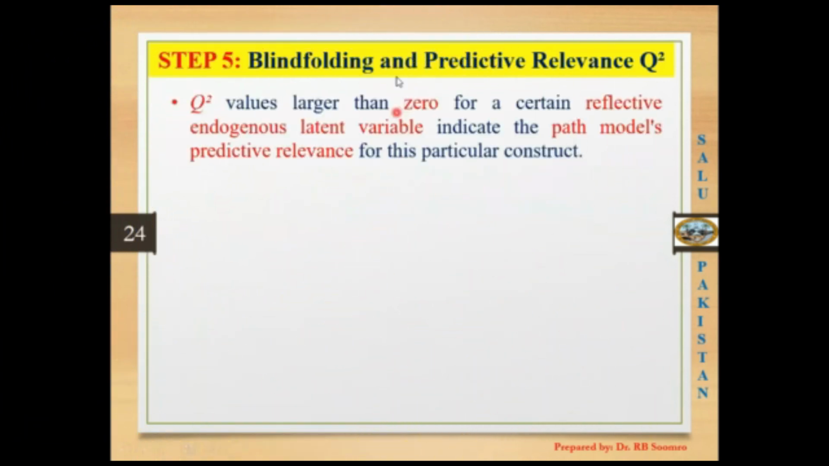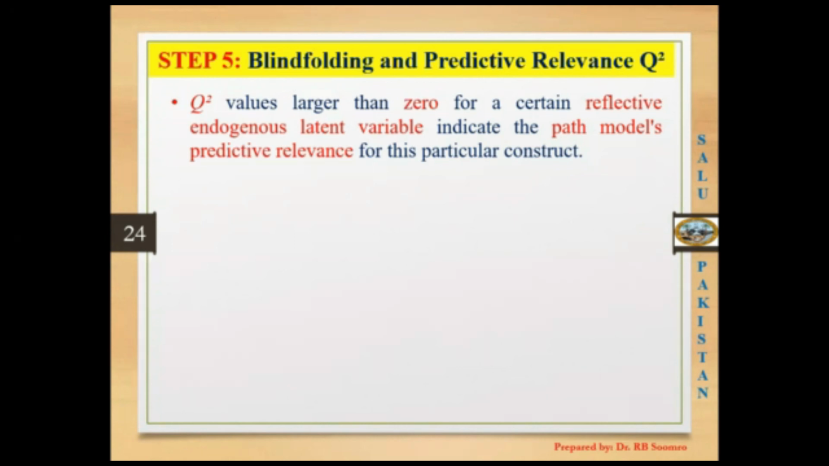Q square larger than 0. If the value of the Q square is more than 0, it means that the reflective endogenous latent variable indicates the path model's predictive relevance. It means that if the Q square of the reflective latent endogenous or dependent variable is more than 0, the path model's predictive relevance is being shown by the Q square.